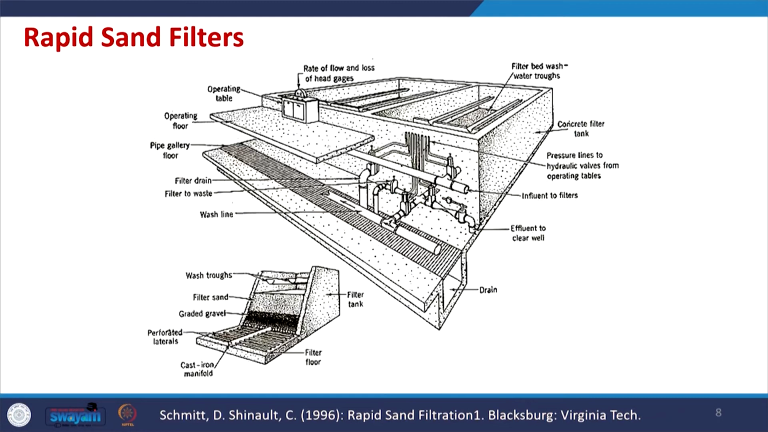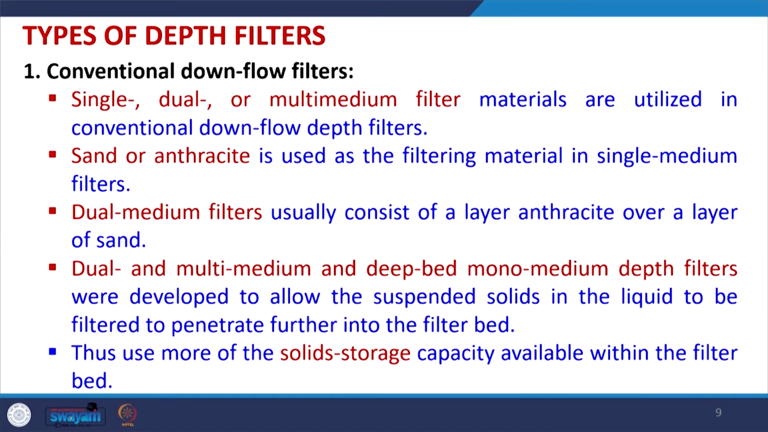This is the diagram of a rapid sand filter, and we have different components within this rapid sand filter, including wash lines, filter drain, and filter to waste. So, operation is very similar to that, only the rate of operation is faster.